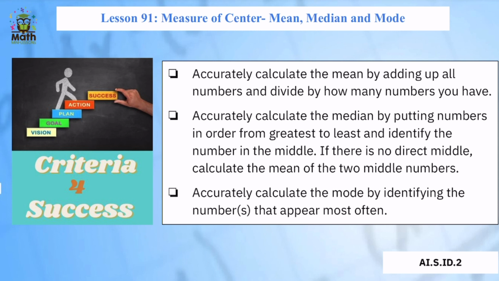Here's our CFS. We're going to accurately calculate the mean by adding up all the numbers and dividing by what we have. We can calculate the median by putting them in order from least to greatest. Median, middle, that's what you're looking for. And if there's no direct middle number, you're going to find the average, the mean, of those two numbers. And we're going to find the mode by identifying which number happens the most often. So those are probably the keywords you've looked at. Mean feels the meanest because it takes the longest amount of time. Median is the middle, and mode is the most.